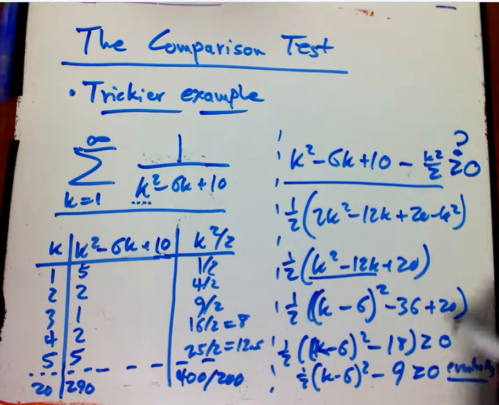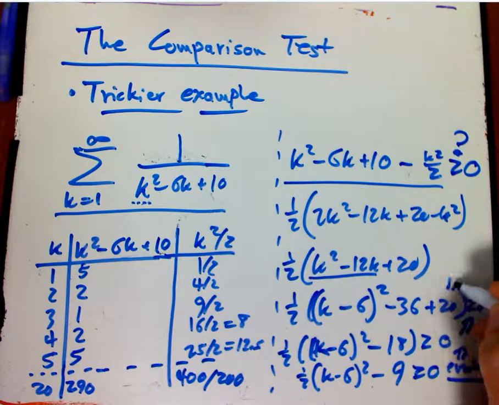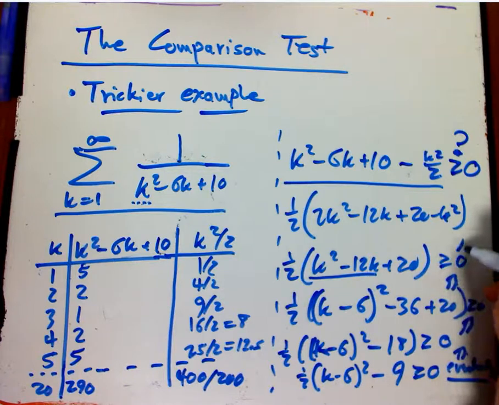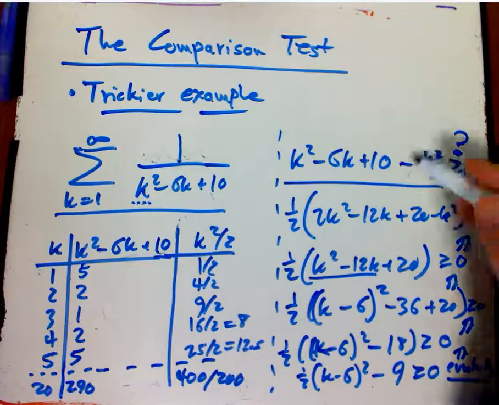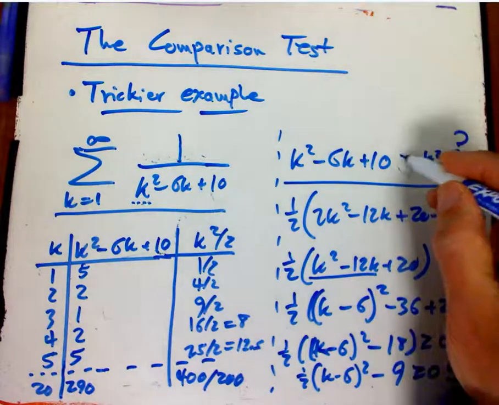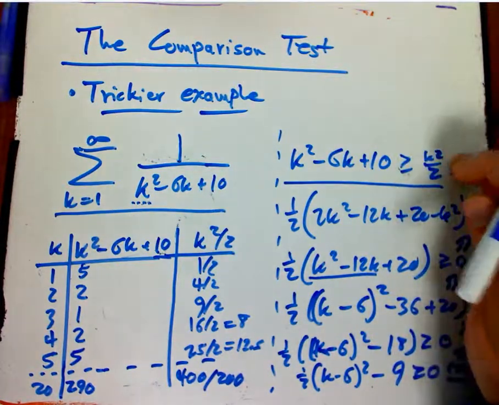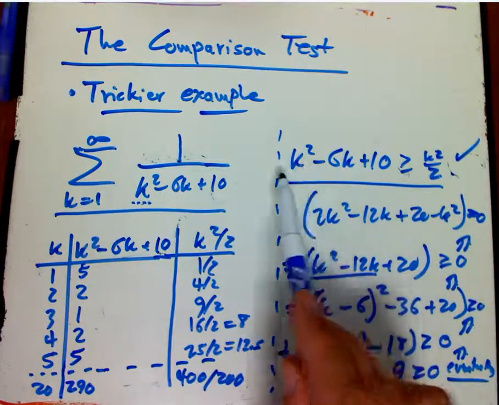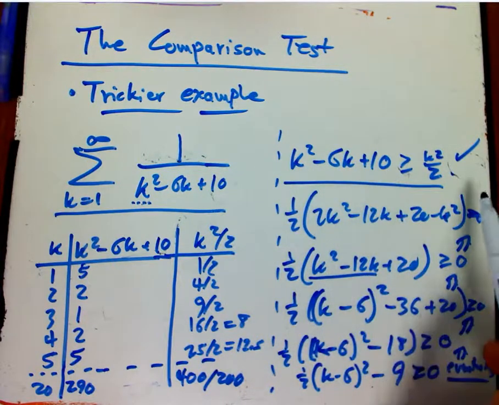Now, this would be backwards logic if I didn't carefully say, hey, I'm looking at the implications going upwards here. This is greater than or equal to 0. That means this is greater than or equal to 0. That means this is greater than or equal to 0, and so on up the chain. And that means that what I wanted to show was bigger than k squared over 2 really is.